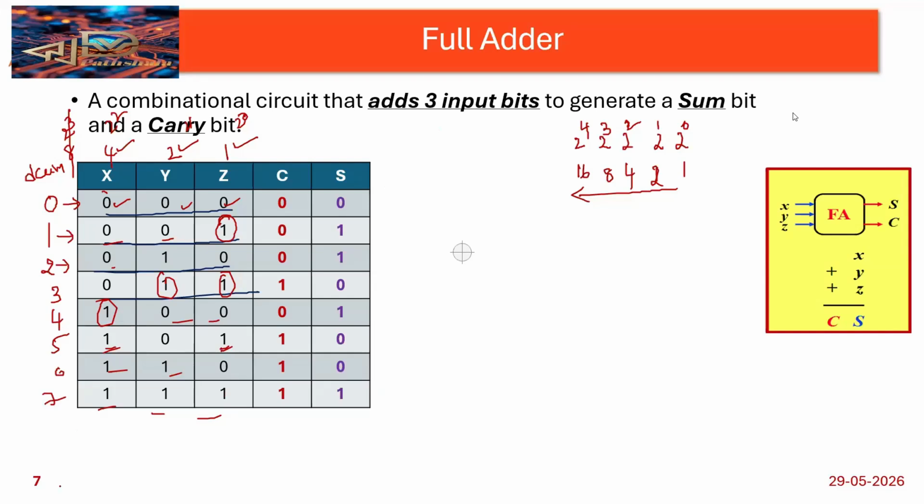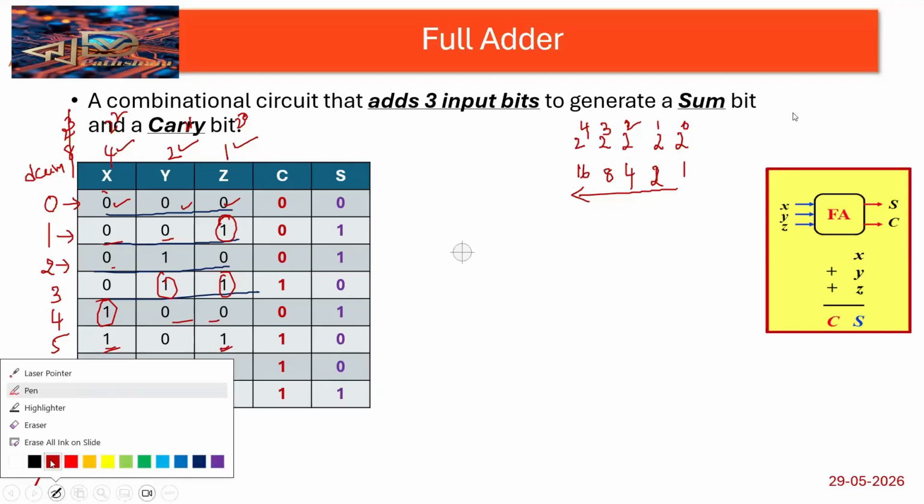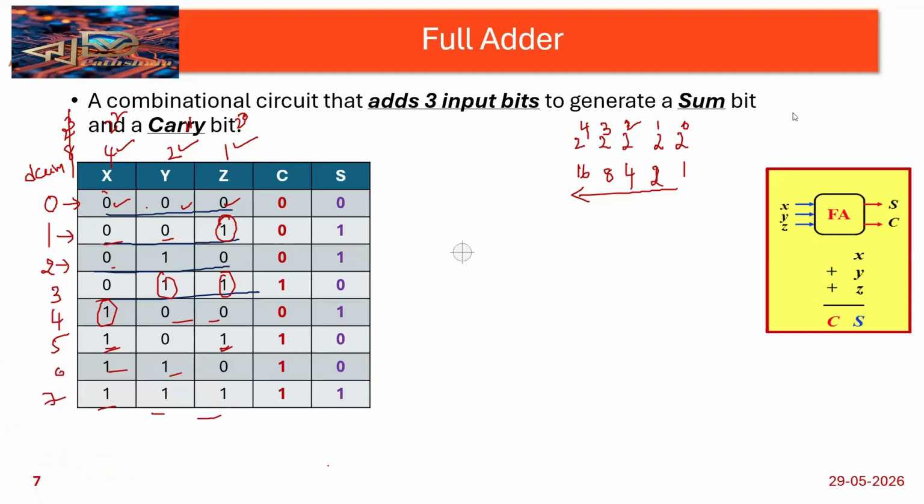Now tell me the sum output and carry output here. 0 plus 0 is 0, sum 0, carry also 0. And 0 plus 0 plus 1, sum 1, carry 0, right? 0 plus 0, again add plus 0, then sum is also 0 and carry is also 0. Same way here 0 plus 1 I am getting 1, and then plus 0, sum is 1 and carry is also 0. Simple normal addition condition only.